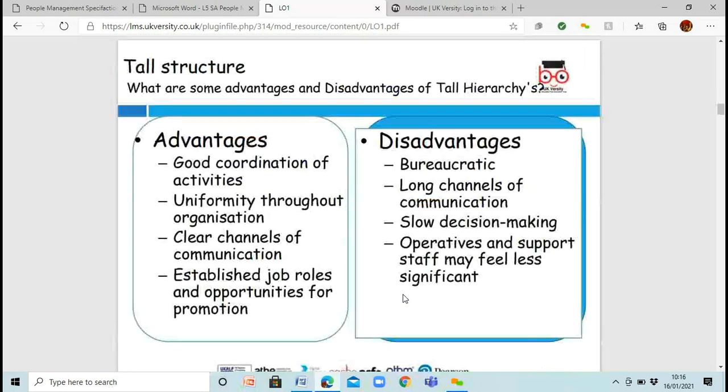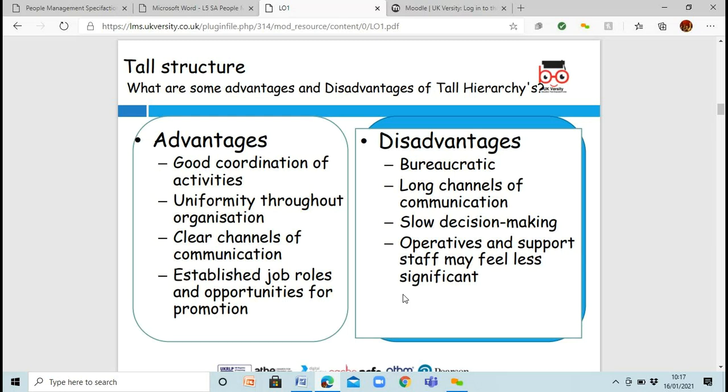So we're going to go on to the tall structure now. When we look at this tall structure, there are some advantages and disadvantages to the tall hierarchy. The advantages are that there's good coordination of activities, there's uniformity throughout the organization, there are clear channels of communication, and there are established job roles and opportunities for promotion.